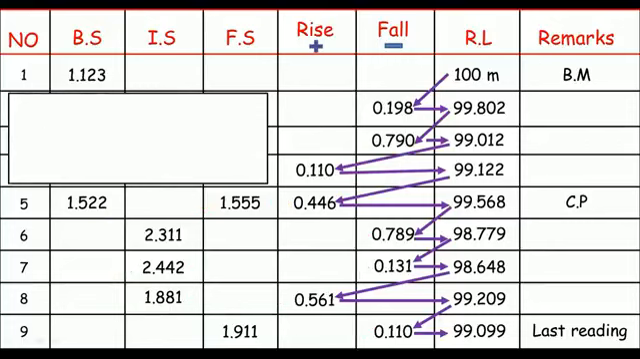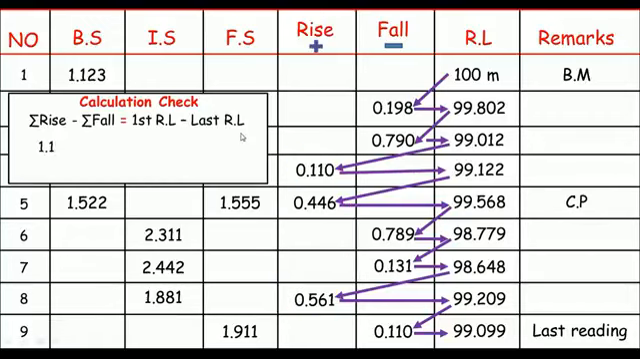Let me try the second one. In this calculation check, summation of rises minus summation of falls must be equal to the first RL minus the last RL. Summation of rises is just 1.117 and summation of falls is just 2.018. The first RL is 100 minus the last RL is 99.099. Do some maths, we'll get the calculation like in this form. Oh, you can see of course, both sides of the equation are the same. It means the calculation is okay.